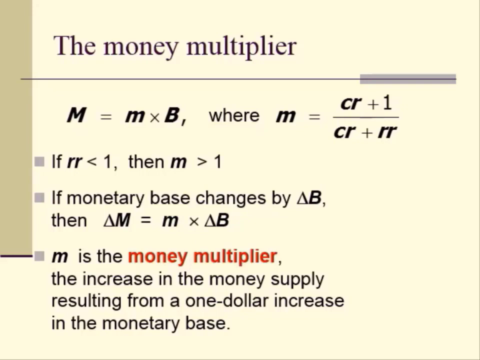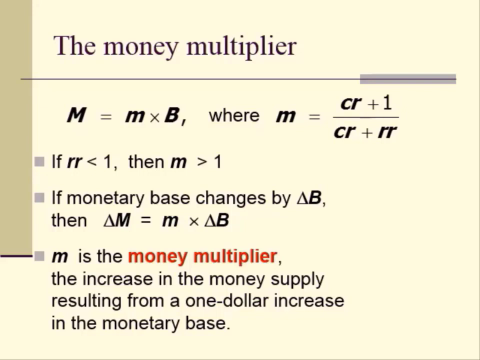So, if you understand what affects the money multiplier in what way, then you can understand what's going to happen to money supply as well. For example, if CR decreases, then this would increase the money multiplier and therefore increase money supply. Another example, if RR decreases, this will increase the money multiplier, therefore increase money supply. And finally, if B increases, this will increase money supply.